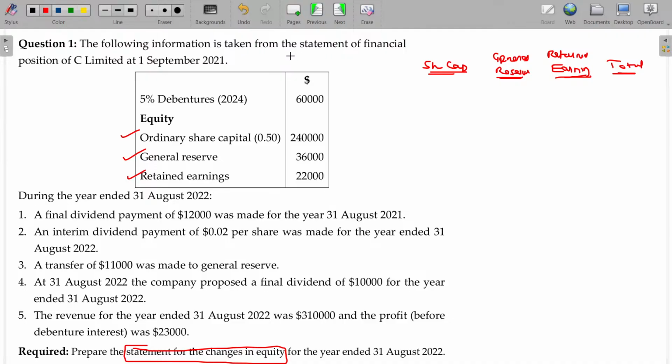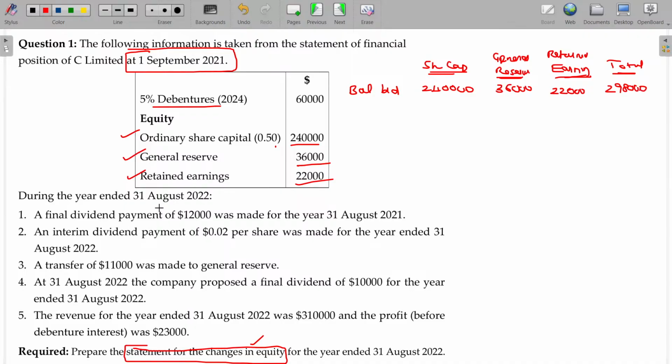The following information is taken from the statement of financial position of C Limited at 1st September 2021. As we prepare only changes in equity, I never bothered about the debentures, so I'll start with this one. So balance brought down. The balance as on the date: 2,40,000, 36,000, 22,000. So the overall value being 2,98,000.